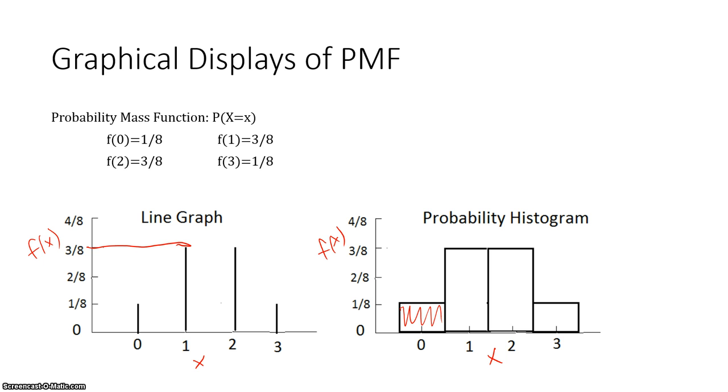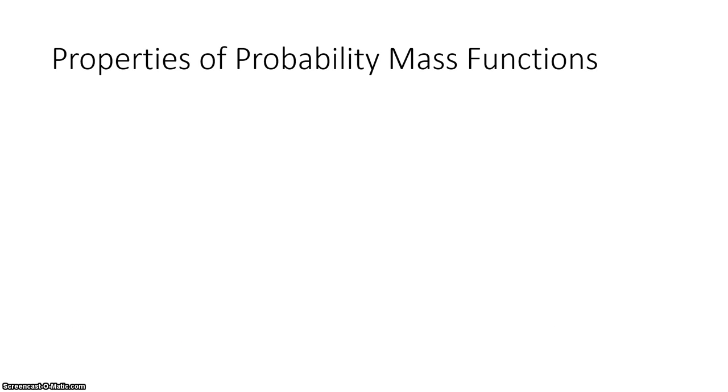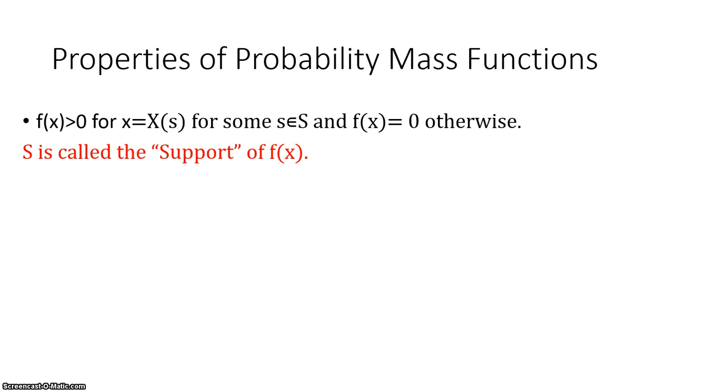Let's look at some of the properties of a probability mass function. The first one is that the probability mass function f of x is going to be greater than 0 for all of the values of the random variable that are associated with some possible outcome in the sample space. And if we have a value of the random variable that's not associated with an outcome in the sample space, then it's going to have no probability and f of x will be 0. So for this reason, S, our sample space, is called the support of the PMF f of x.